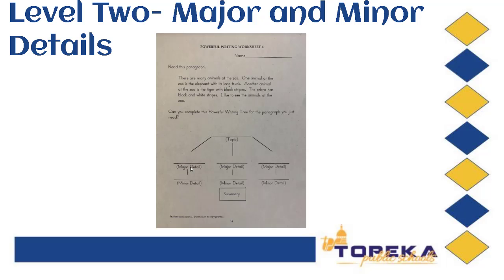They would put elephant, long trunk. So it's getting them to practice and discriminate between major and minor details. If you're working with older students in the intermediate grades, this is something that they might be familiar with and might just need help filling out and completing this graphic organizer, or you may have students that feel comfortable with this and are ready to roll. It depends on the level of instruction that students have had in writing instruction.